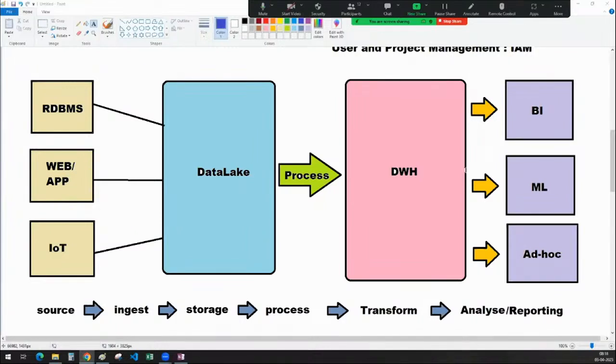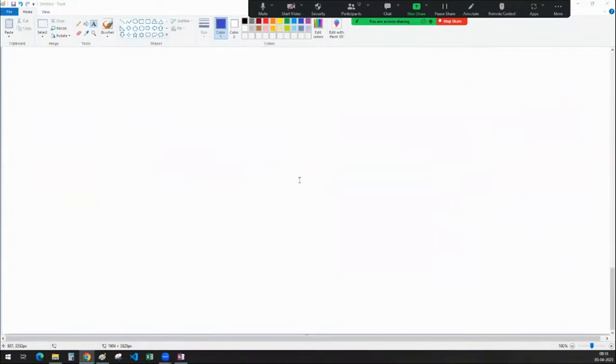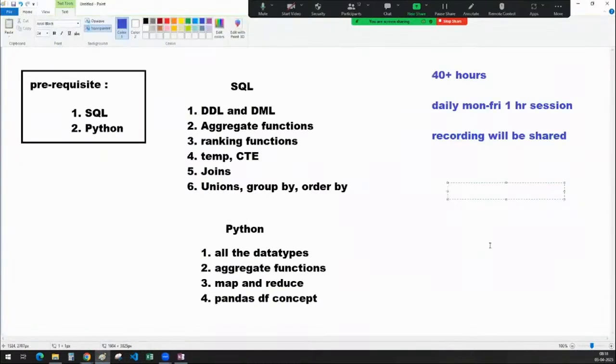Any other questions anyone is having? Okay, so you can expect both of these things from our course, guys: actual development plus architecting. And I have mentioned all the course details on the chart, guys. You can also go through it.